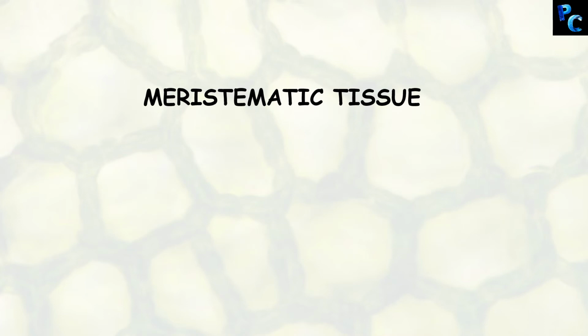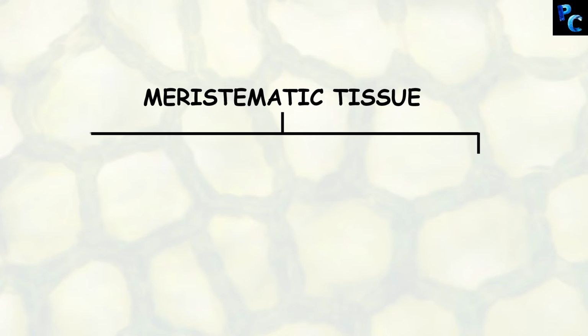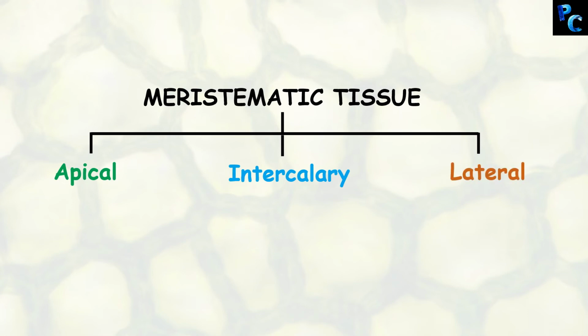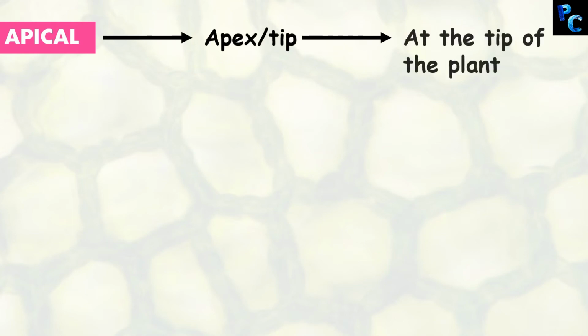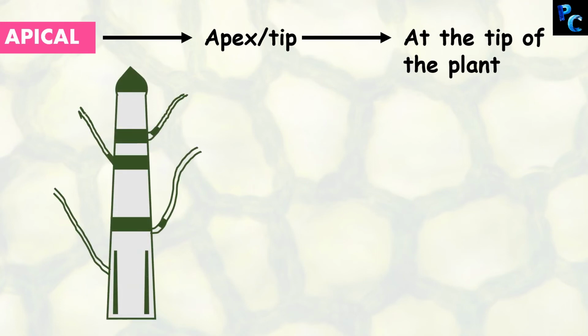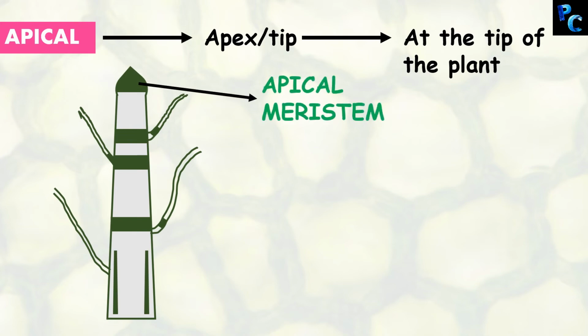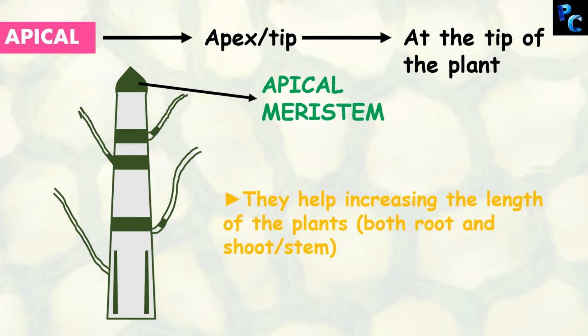Now let's see the type of meristematic tissue depending upon their location. Meristematic tissue can be divided into three types: apical meristem, intercalary meristem and lateral meristem. Let's see in details about each of them. Apical means apex or tip. So apical meristem will be present at the tip of the plant. This is a plant shoot or a stem. They are found at the tip of the stem or the shoot. They are also found at the tip of the root. So what do they do? They help in increasing the length of the plant.